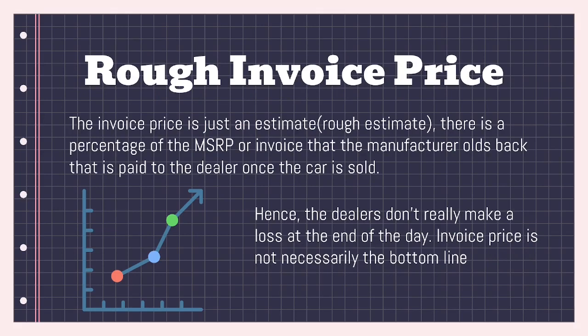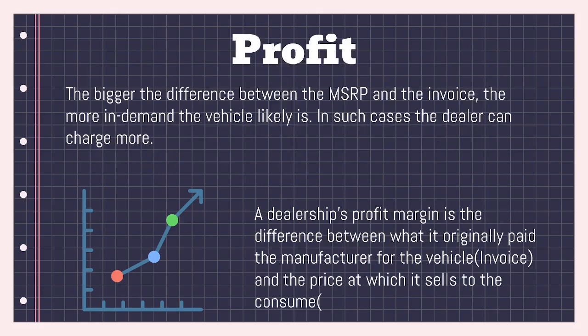There is a percentage of the MSRP or the invoice that the manufacturer holds back, which is paid to the dealer once the car is sold. That's why I told you earlier that they don't actually make losses, because if they were making losses, nobody would be selling cars. Sometimes they might make losses, but at the end of the day, the manufacturer pays that holdback percentage to them after they have sold the car. So they also make some profit from the manufacturer.